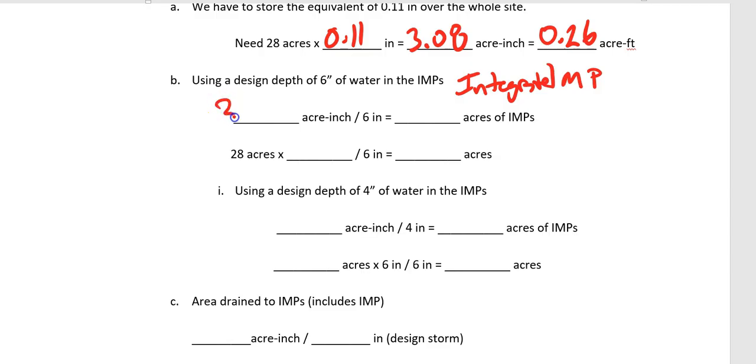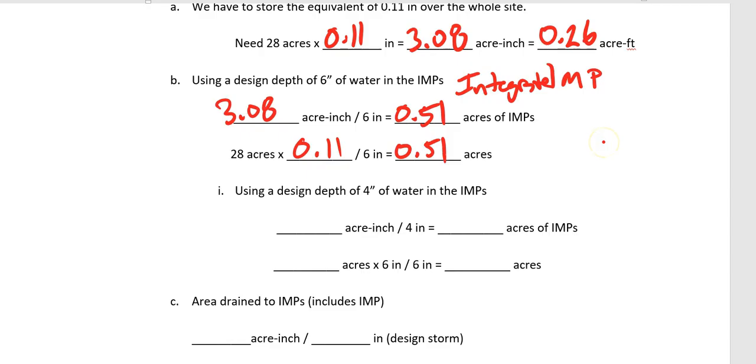We have to store 3.08 acre-inches divided by 6 inches. We need a half acre, 0.51 acres of the IMP. So that's the area of the IMP we need. And if we took that 28 acres times 0.11 inches over 6, we can get the same number there. Just a little different way to do it with algebra.